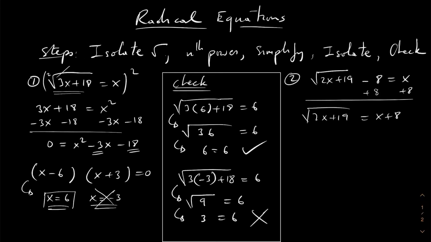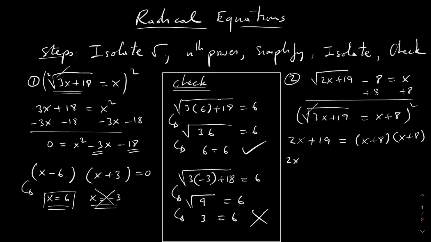Since we're looking at the square root here, which means 2, we're going to raise the whole equation to the power of 2. On the left side, the square root is going to cancel with the power, and we're left with 2x plus 19. On the right side, we're going to have x plus 8 times x plus 8, i.e. x plus 8 squared. Now we have to simplify our equation.